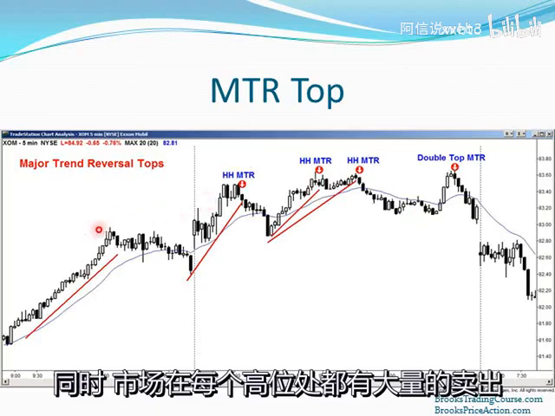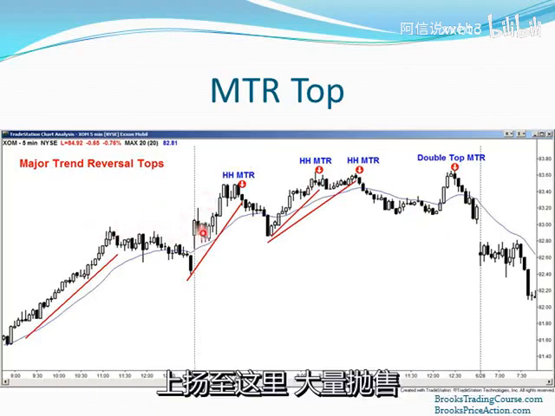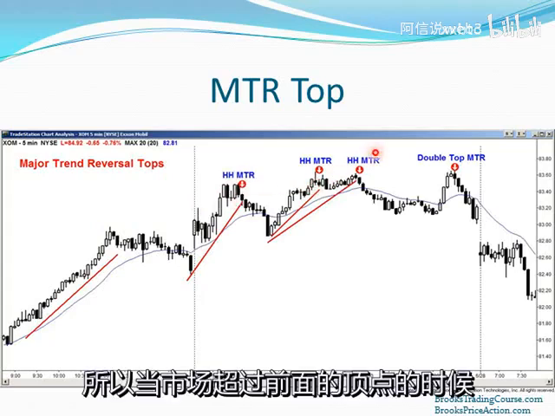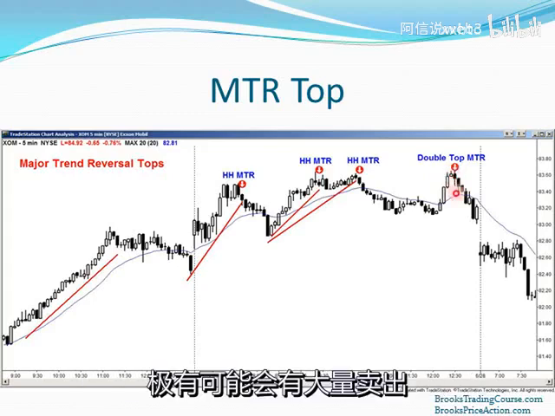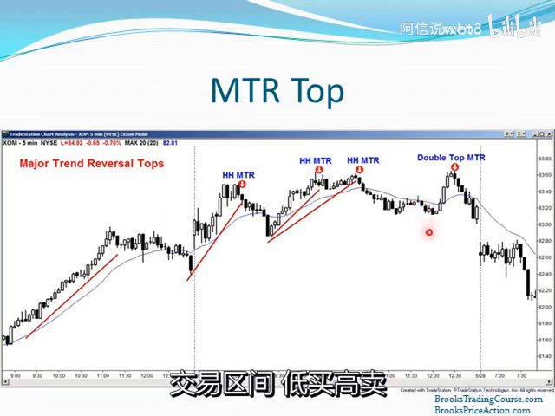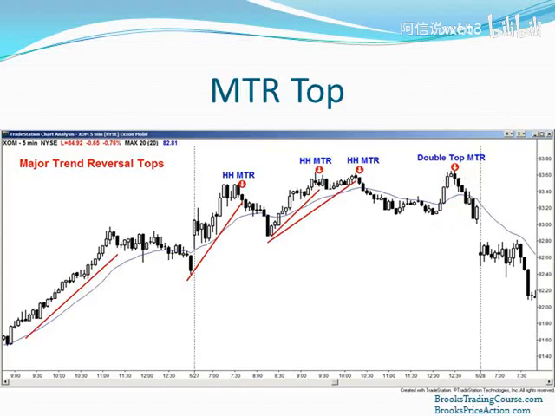Also, the market now is selling off after every new high. Went above here, sold off. Went above here, sold off. Went above here, sold off. So when we go above a prior high, the market will probably sell off because we're transitioning from a bull trend into a trading range. Trading range, buy low, sell high. We're high, better to be selling.